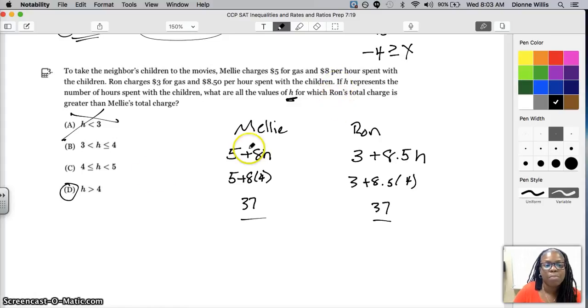We want to know when Ron makes more. So this can't work because the highest we get is them being equal. And this technically doesn't work because, again, 4 is involved. 4 is a part of the solution, and we want an interval where every value is going to represent Ron making more money. So it has to be D.